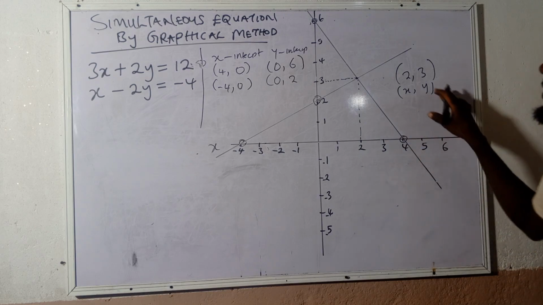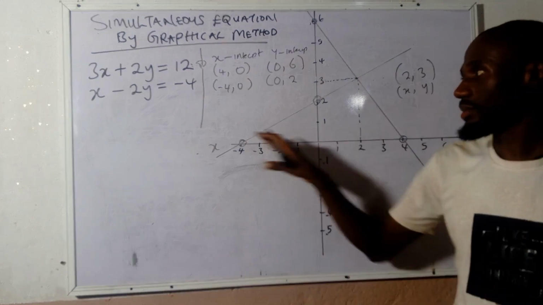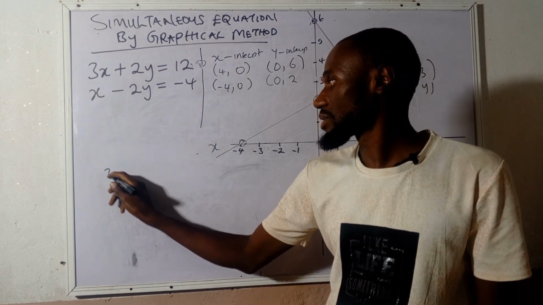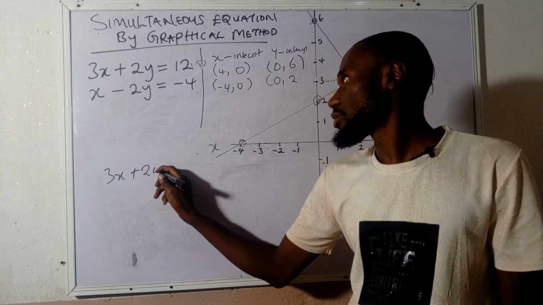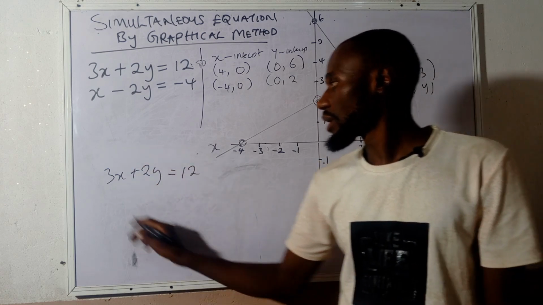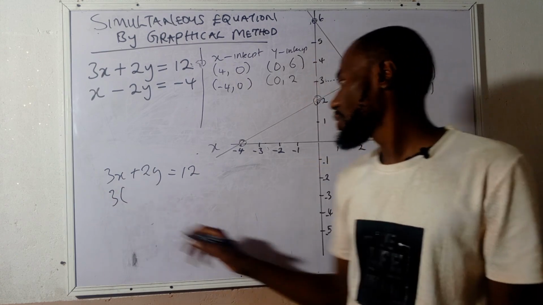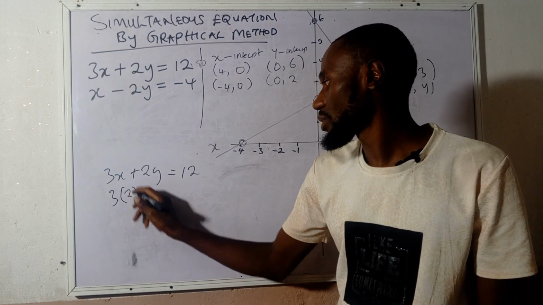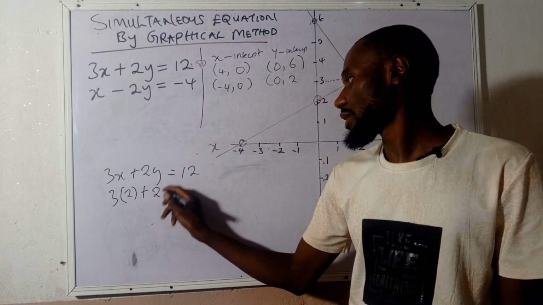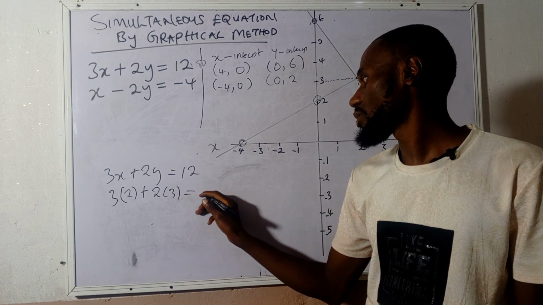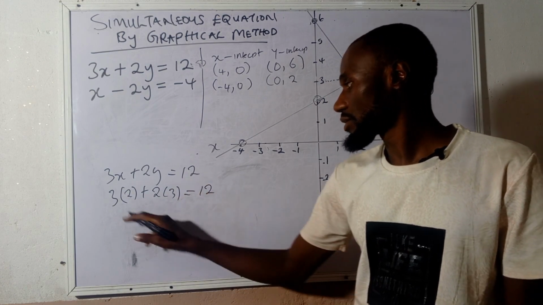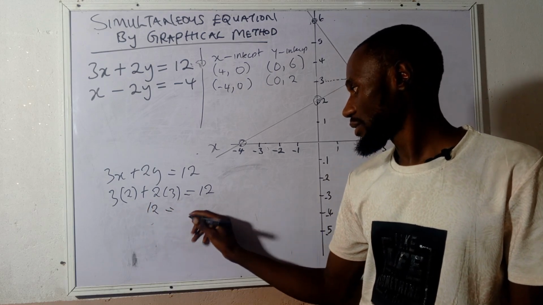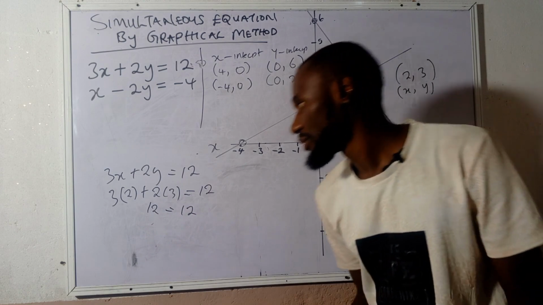You can check whether x is 2 and y is 3 by checking equation 1. Equation 1 says 3x plus 2y is equal to 12. That is, we have 3 times 2, since x is 2, plus 2 times 3, since y is 3, is equal to 12. That is 6 plus 6, which is equal to 12.